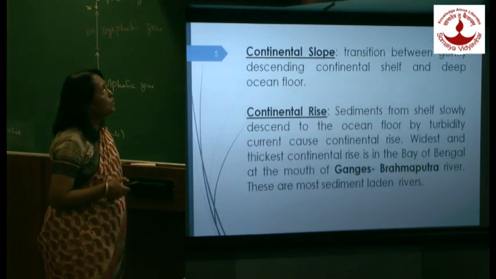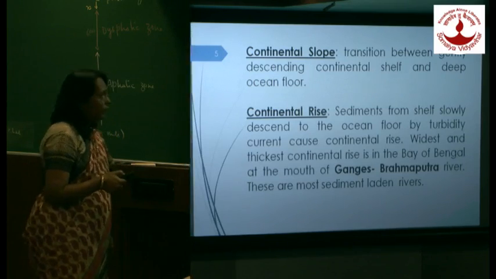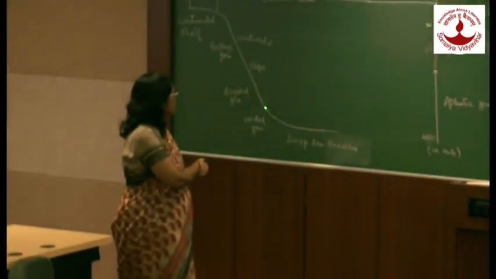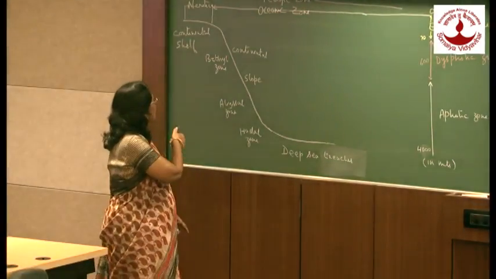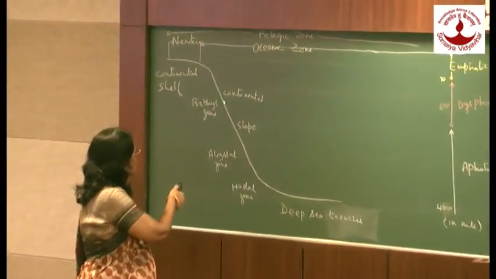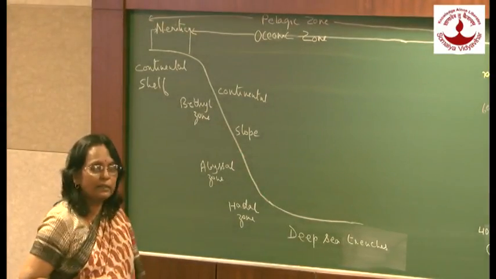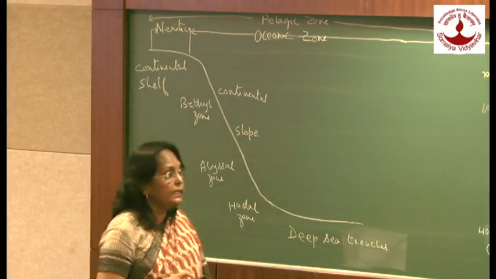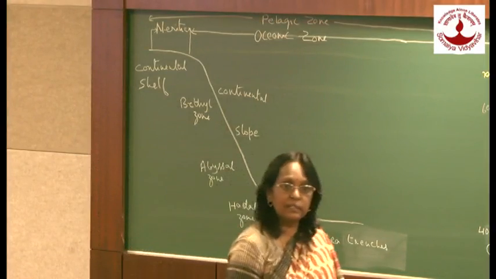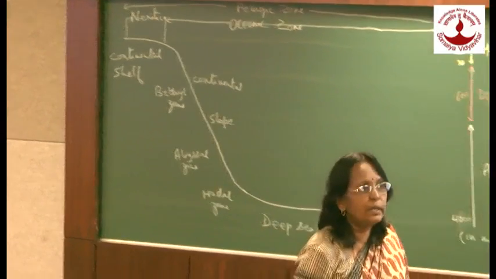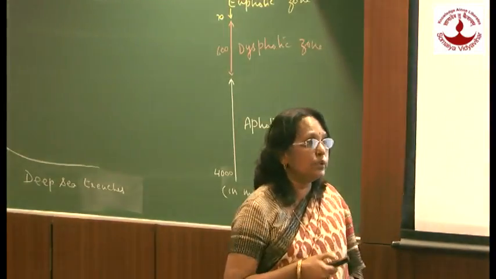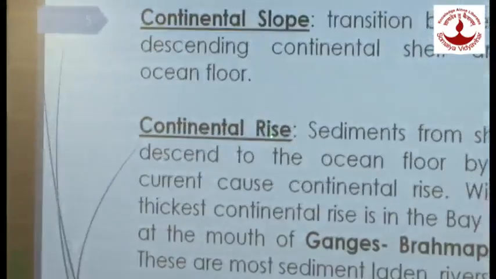Now next we come to the continental slope. What is this continental slope? Look here. This entire region, that is a gentle sloping down of land, is called the continental slope. Now this continental slope is further divided into different parts. But before we go to that, we must talk about the continental rise.